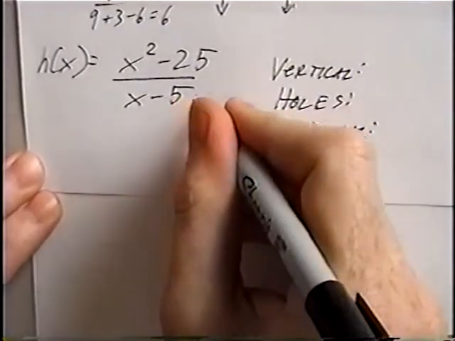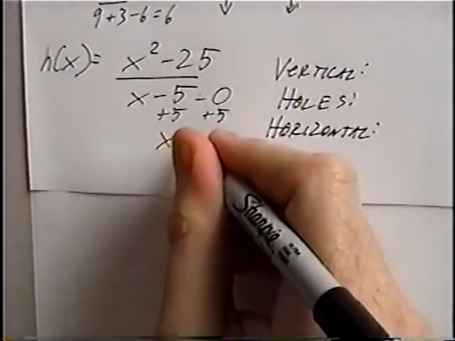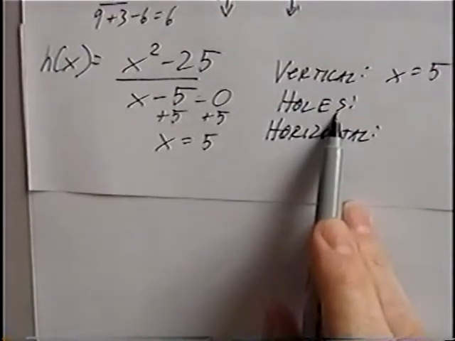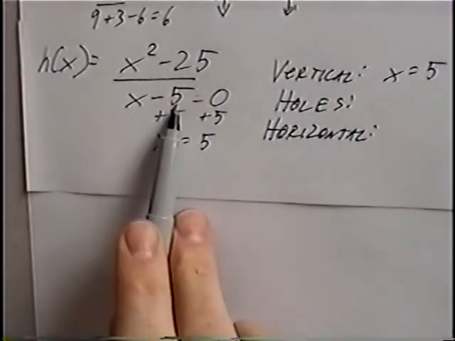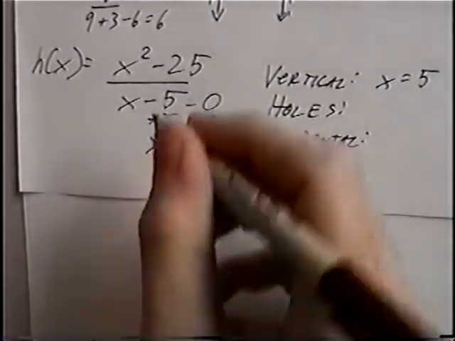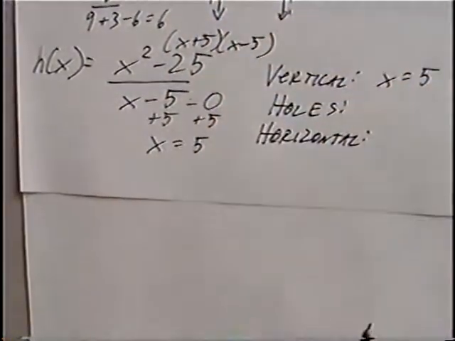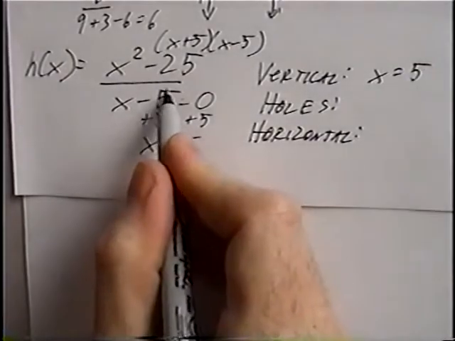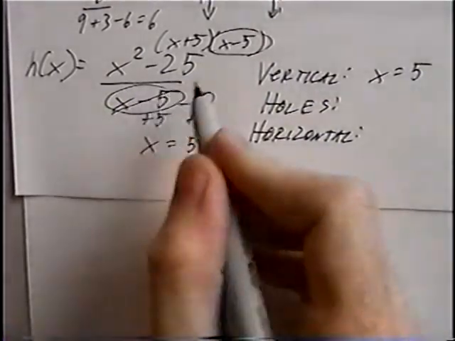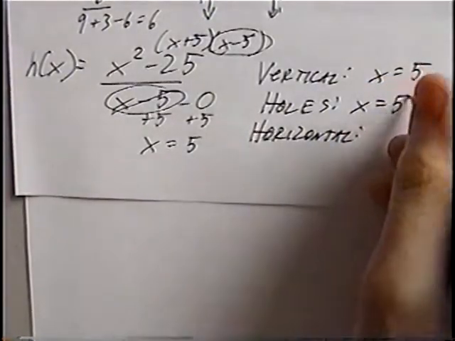Vertical, again, you set the denominator equal to 0. So x would equal 5. Holes, again, are when a factor cancels out. On the denominator, we have x minus 5. The numerator doesn't have x minus 5, but you can actually factor this. Difference of squares to x plus 5 and x minus 5. If you factor it, you'll have x minus 5 in the denominator, x minus 5 in the numerator, so these factors would cancel, setting that same factor equal to 0, and that's where a hole is, x equals 5.